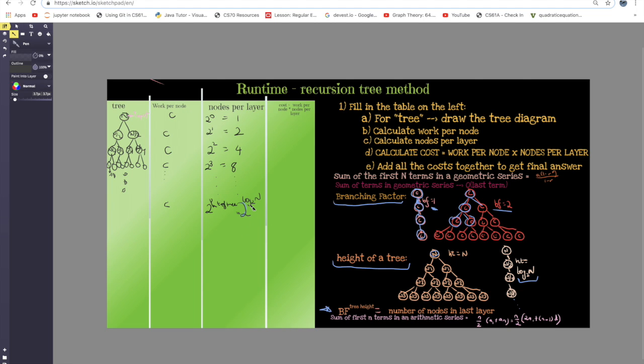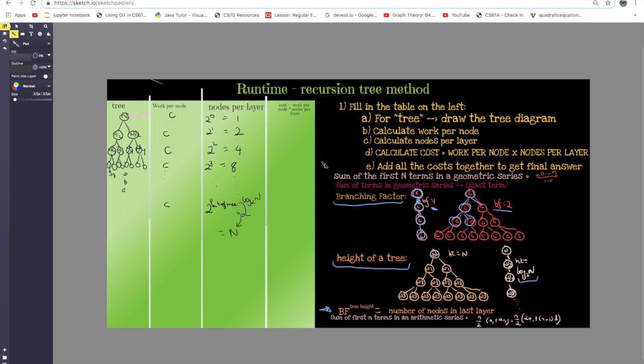And you might have seen this as e to the power of ln a equals a. That's a more common occurrence, I guess, in math class, but this follows the same concept. So 2 to the power of log base 2 of n is just equal to n. Okay. So that's the number of nodes in our last layer.